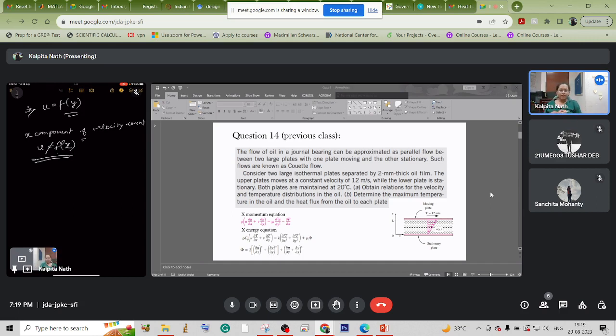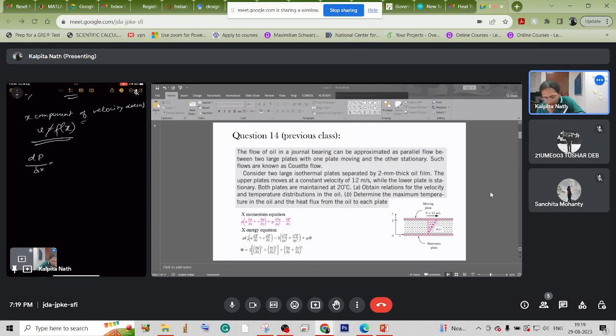Here there is no pressure gradient, right? Because this is Couette flow, and the flow is only maintained by the motion of the upper plate, and there is no pressure gradient indicated in the question. So we won't be considering any pressure gradient. That's why dp dx is equal to 0. In any question, we will only consider those things that are already given in the question, and those that are not given, we will just consider to be 0. Those are the assumptions that we are making. Okay. Now, next the x momentum equation.